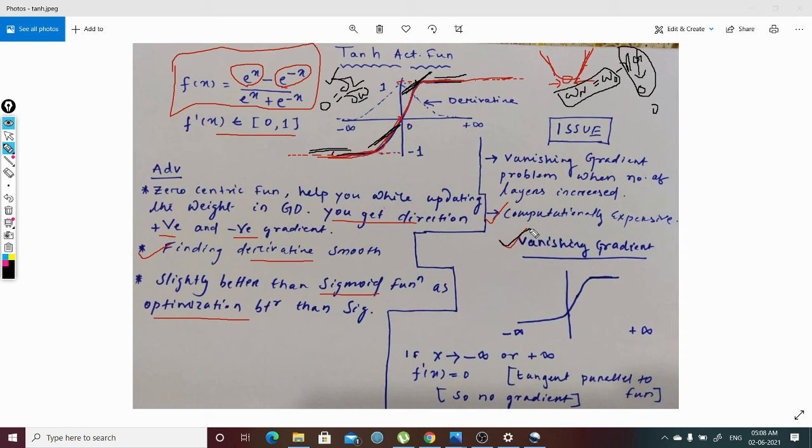In further activation functions, like ReLU and Leaky ReLU, we overcome this vanishing gradient problem. In the next video I'll discuss the remaining activation functions. So this is all about the tanh activation function.